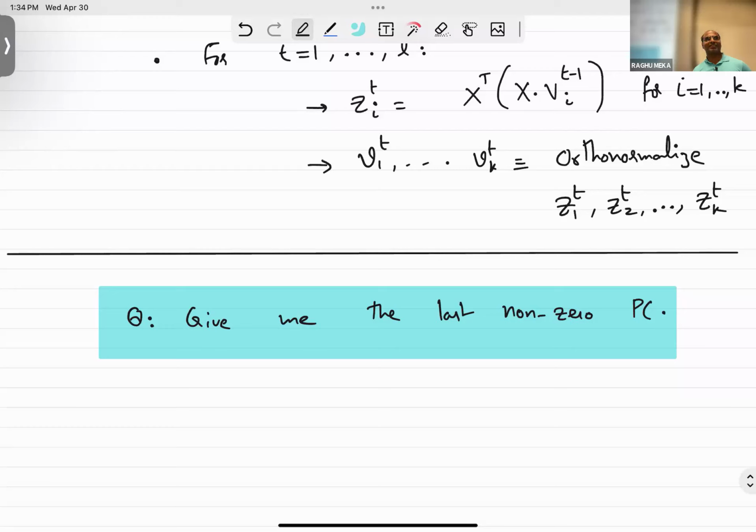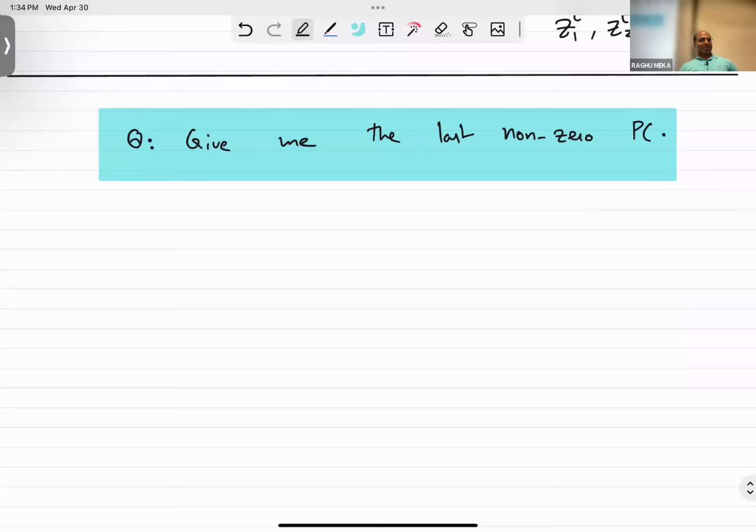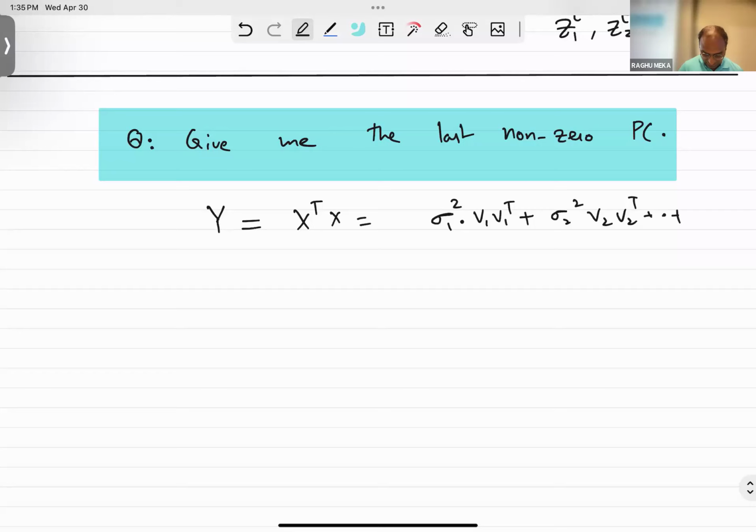Guesses? No, yes. Okay, so let me give you a hint. Suppose I tell you that, for whatever reason, I even gave you Y, the matrix X transpose X. And what was this? This was sigma 1 squared times V1, V1 transpose plus sigma 2 squared times V2, V2 transpose plus.